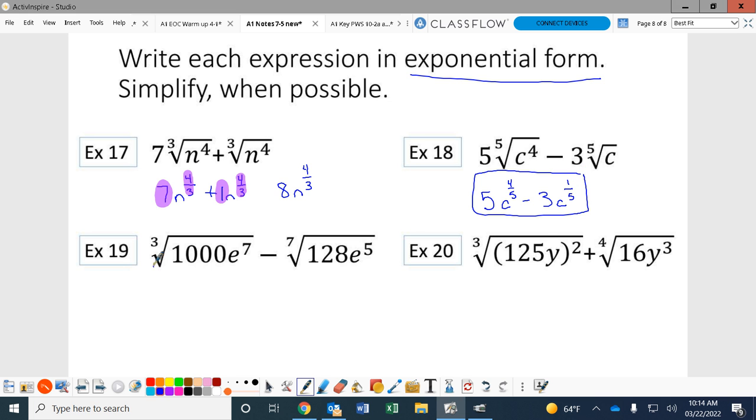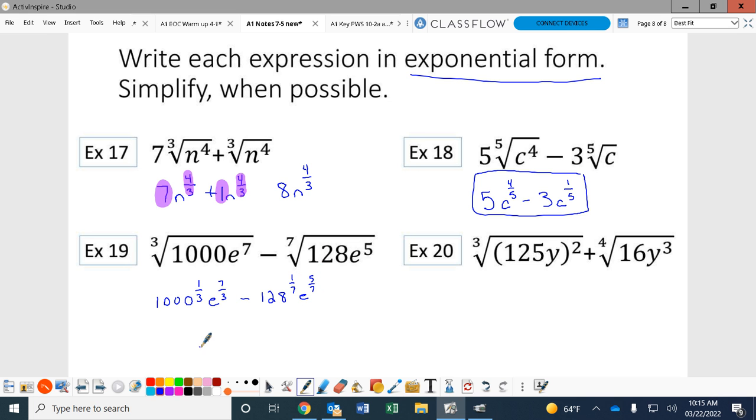Okay, let's do it again. So it's going to be 1,000 to the, what number's on the inside right here if we don't have a number? 1. So it'd be to the 1/3. E to the 7/3 minus 128 to the, what power's on there for the 128? 1/7. And e to the 5/7.